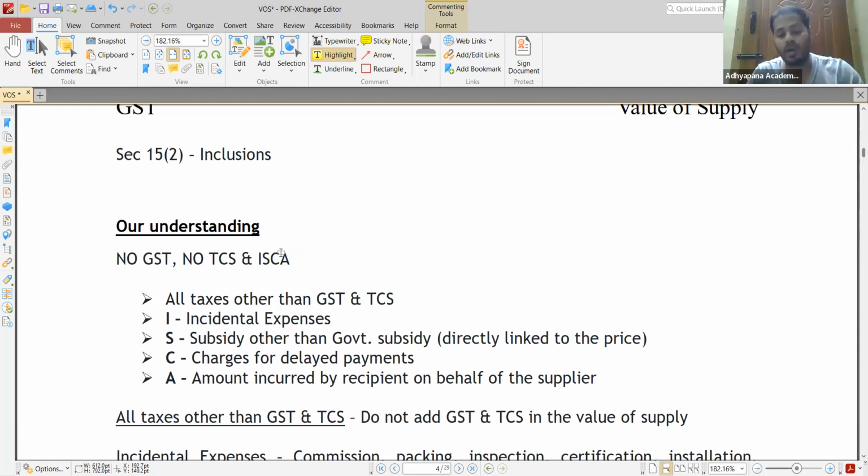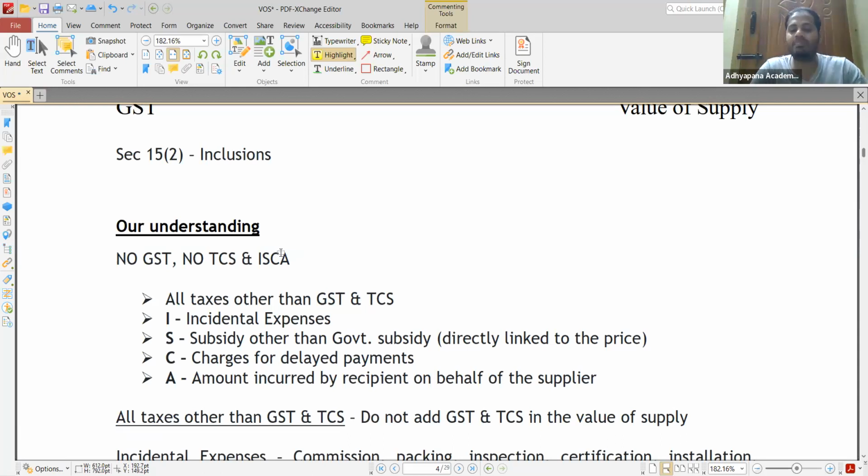Assuming the price of the product is 1 lakh, you will collect TCS of 0.5% from the customer. So 1 lakh plus 0.5% you will collect from the customer. The government says you eliminate the TCS portion; I want only the value. Clear? So it's nothing but 1 lakh.